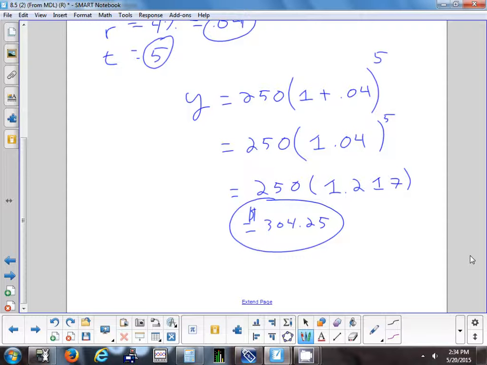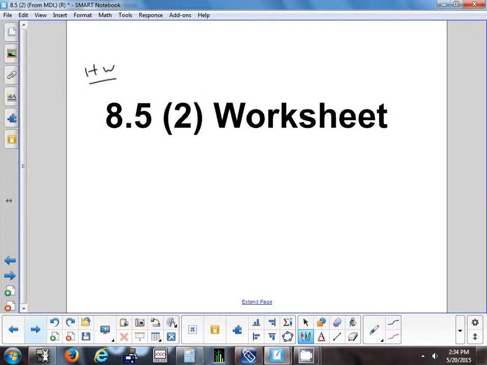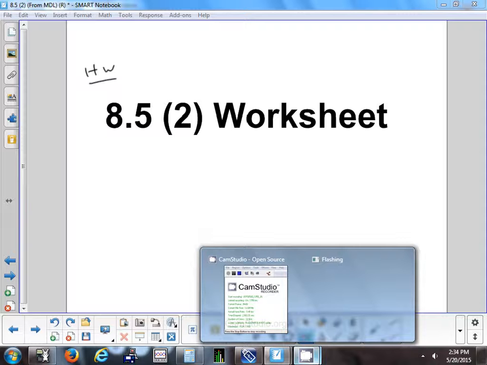Okay. How many people think these word problems are easier than the ones we did before? Okay, a lot easier. All you have to do is identify A, R, and T, plug it in, and you're done. I told you these word problems would be easier. Okay, your homework tonight is going to be a worksheet on this section.